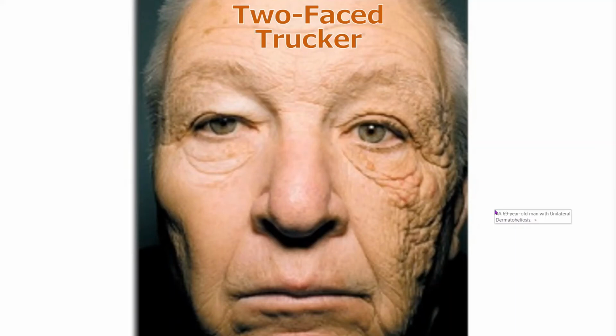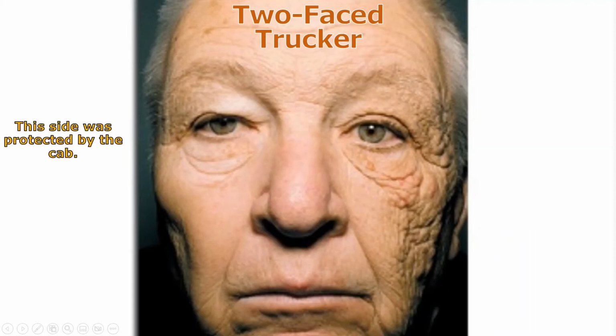Here we have a classic picture of a two-faced trucker. And what's happening here is this guy drove his truck with the window down for many, many years. The side that still looks young is the side that was protected by his cab. It was in the shade all the time. The side over here was, as he drove with the window down, the sunlight pounded it constantly.